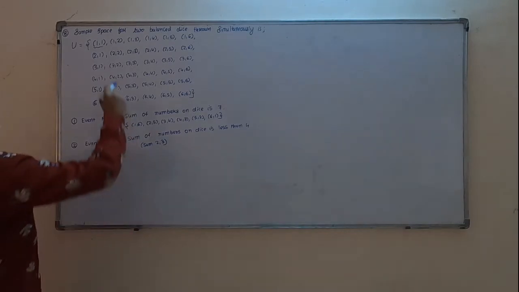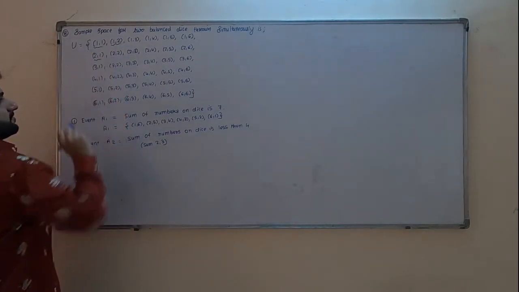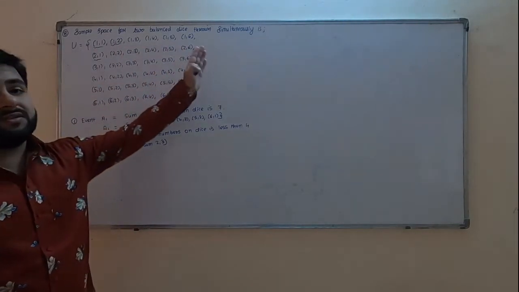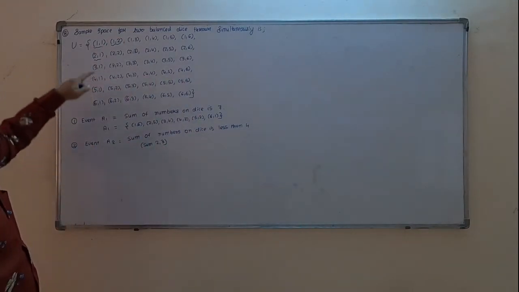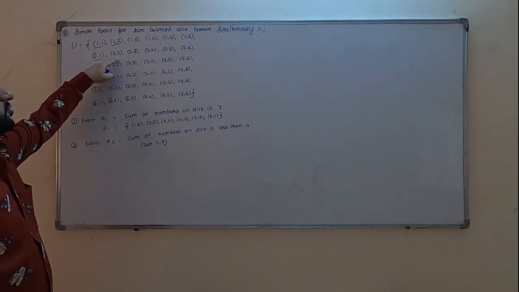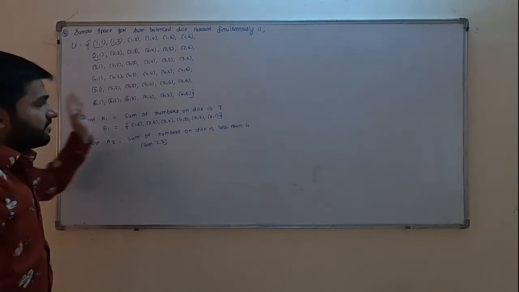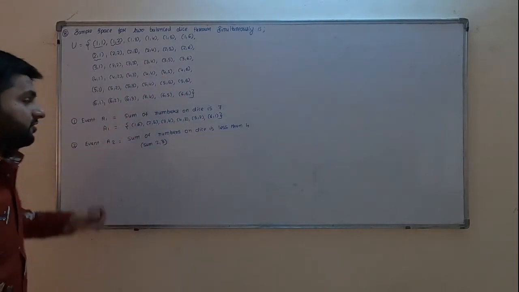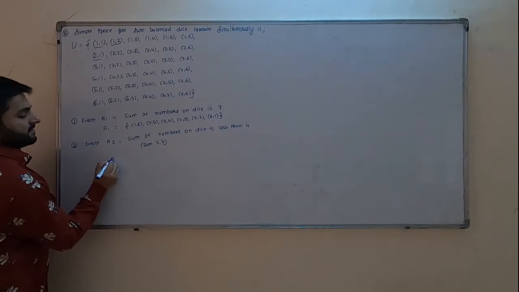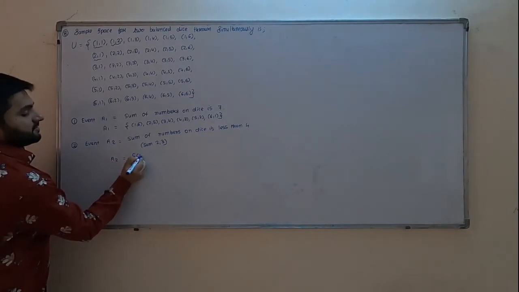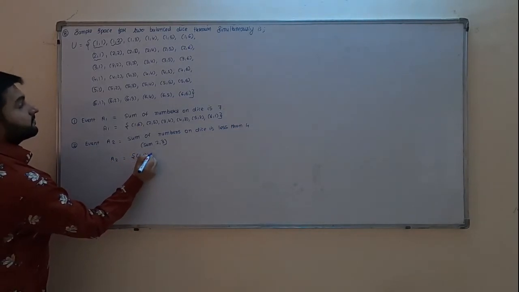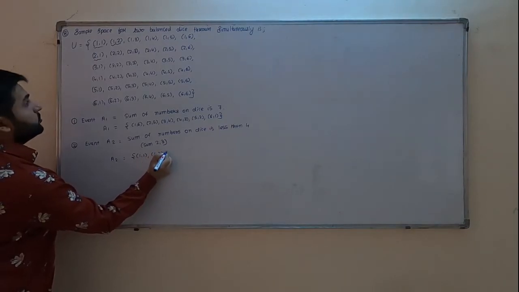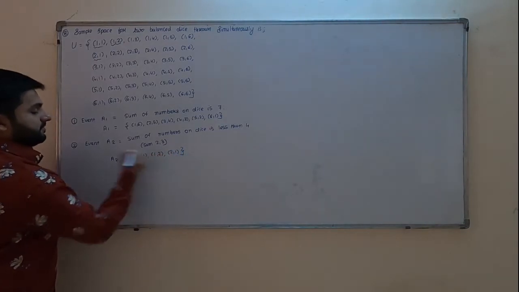Then where the sum is 3: 1 plus 2 is 3 and 2 plus 1 is 3. Now all the elements on this side have a sum of 4 or more, because 3,1 means 4, 2,2 means 4, 1,3 means 4. So less than 4, only 3 elements are possible. A2 is equal to 1,1; 1,2; 2,1.